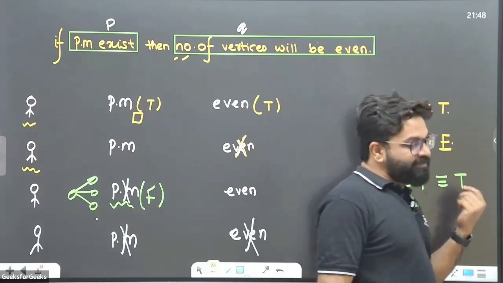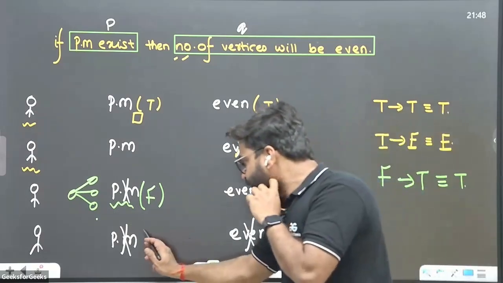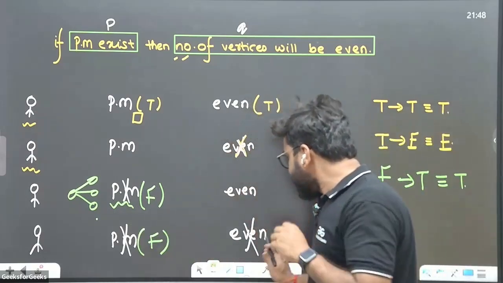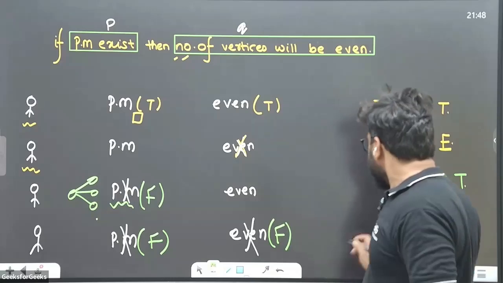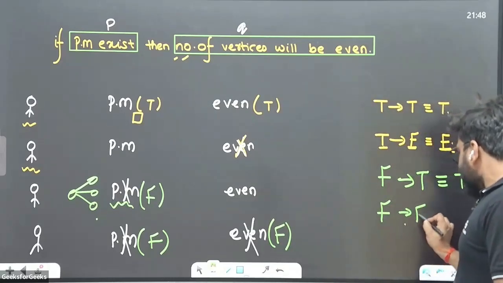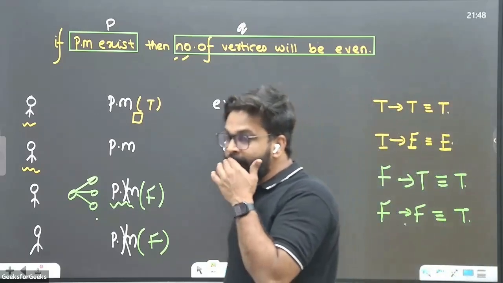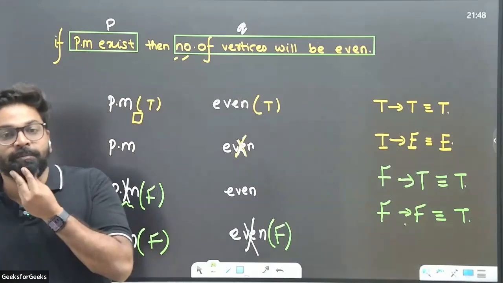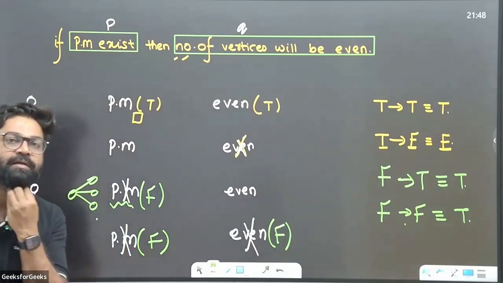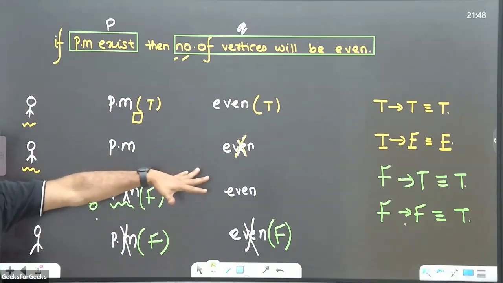So that is why, if false implies true, the whole statement is true. In the same way, suppose this is also false and this is also false. That means if my first part is false, then I can say that the whole statement is true. The whole statement being true means my theorem is true. I cannot say that my theorem is wrong. So this is the most important thing.